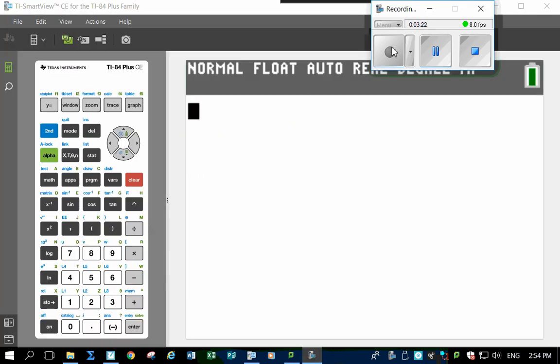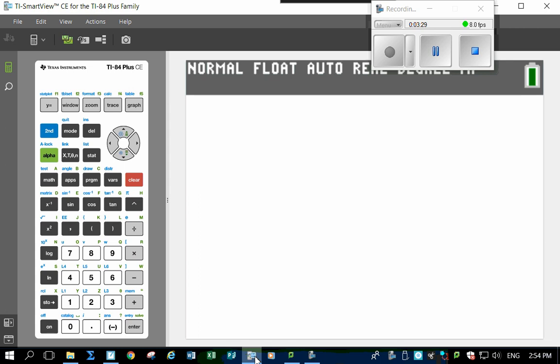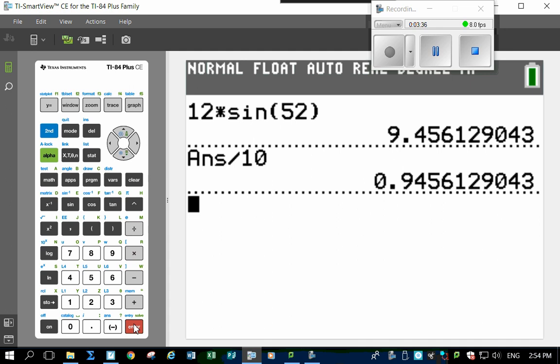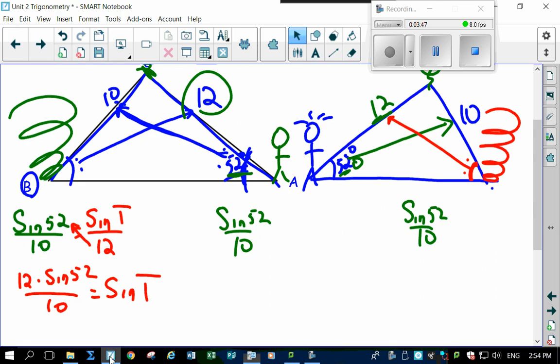Booting up my calculator, looking at the values again, I got 12 times sine of 52 divided by 10. Boom. I got 0.9456. And remember, we have to inverse sine this, right? That gives me an answer of 71 degrees. So the tornado is at 71 degrees. That's him right here, 71 degrees.